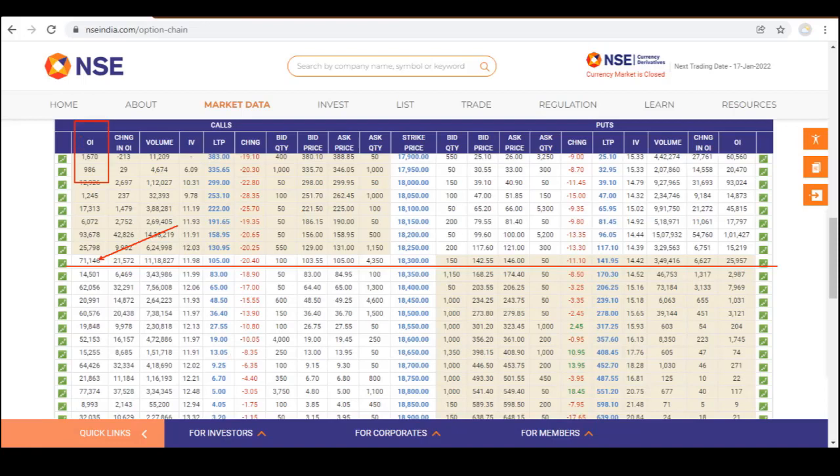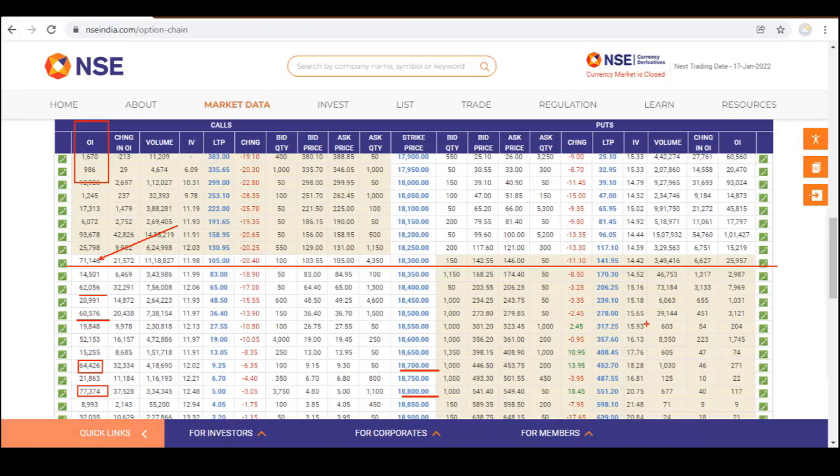So if we closely look at open interest, we'll see the highest open interest is at 18,800, and the second highest is at 18,700, with 64,400. So we can safely assume that the maximum number of sellers are sitting at 18,800 and 18,700. Similarly, there is significant open interest at 18,500 and 18,400 as well. So all these levels become very important resistance levels for Nifty for this particular expiry.